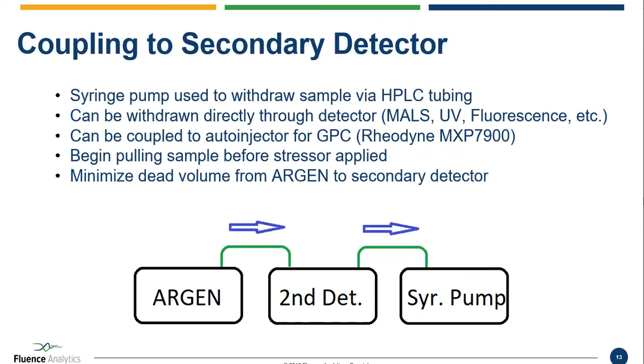Something else to consider is that to get your baseline values, you want to begin pulling your sample through the system before you actually begin applying your stressor. Because of the low flow rates involved, oftentimes if you start your pumping at the same time as the stressor is applied, you're looking at anywhere from 30 minutes to an hour of delay time before you're starting to see sample. So just keep that in mind. And then obviously, due to that low flow rate, you want to minimize your dead volume in your transfer tubing from the ARGEN to your secondary detector system.